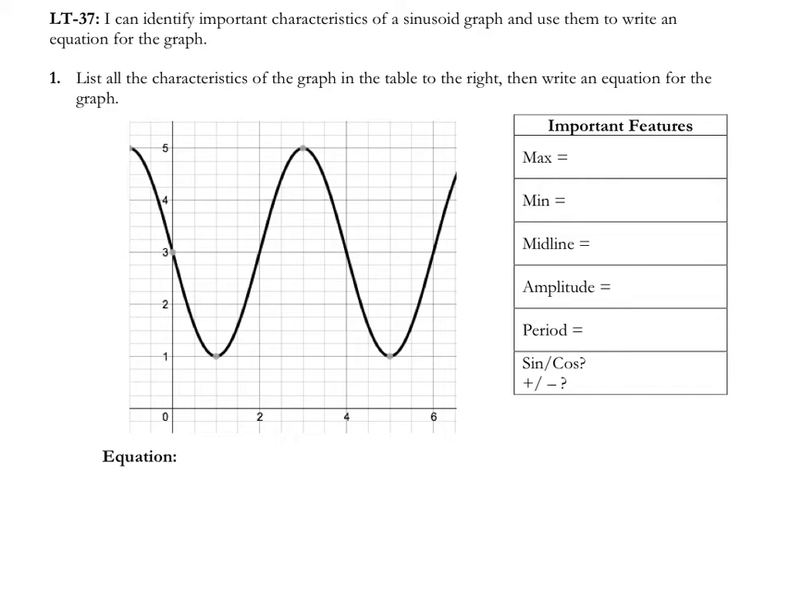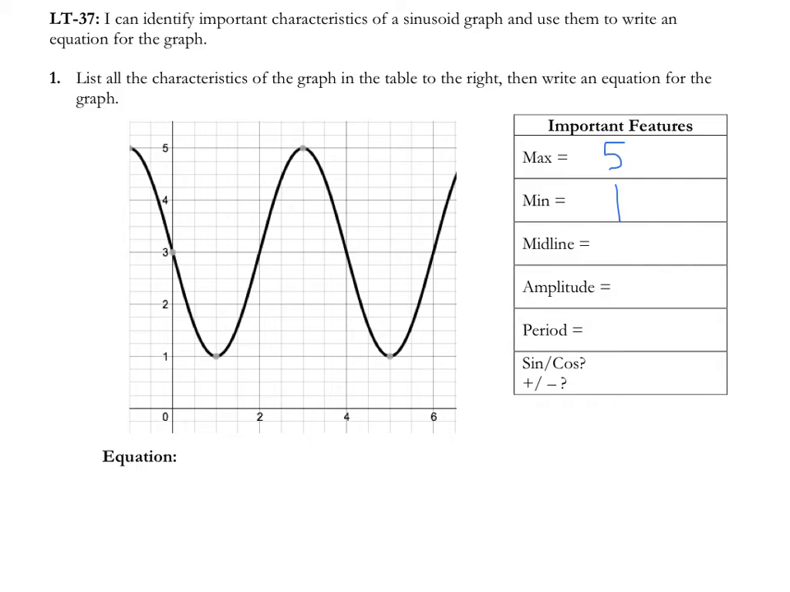The max, remember, is just the highest y value you can get on your graph. Looking at this graph, the highest y value is up here at 5. So our max is 5. The minimum is the minimum y value that you can possibly get. That's down here at 1. So our minimum is 1.